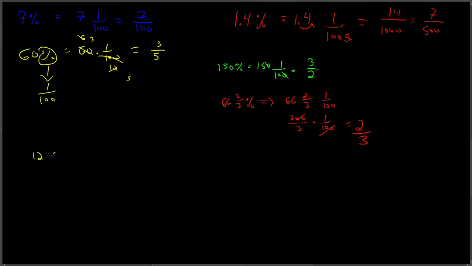And 12% is 12 times 1 over 100. Both are divisible by 4, right? That's 3 times 4, and this is 25 times 4. So the 4's cancel, and I get 3/25.